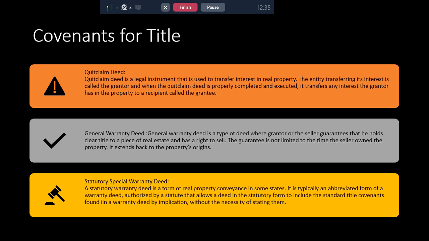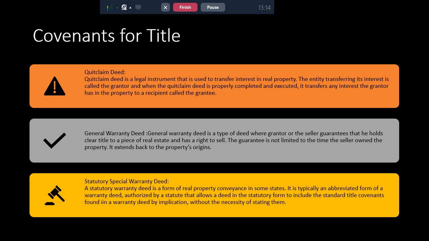The general warranty deed, on the other hand, is a type of deed where the seller guarantees that he holds clear title to the property and has the right to sell it. The statutory special warranty deed is a form of real property conveyance in some states. It is typically an abbreviated form of the warranty deed, authorized by a statute that allows a deed in a statutory form to include the standard title covenants found in a warranty deed by implication, without the necessity of stating them.